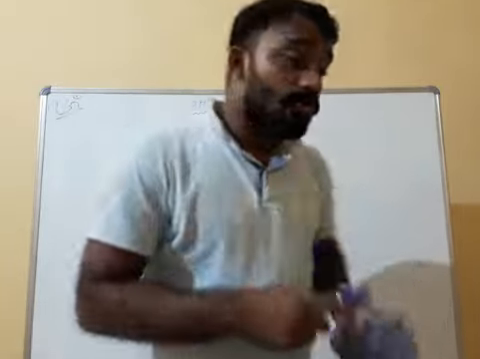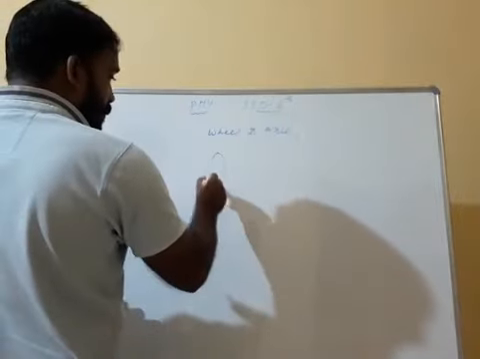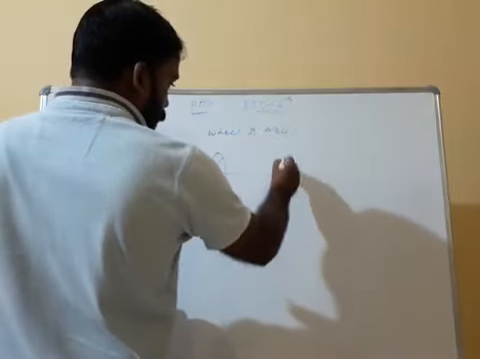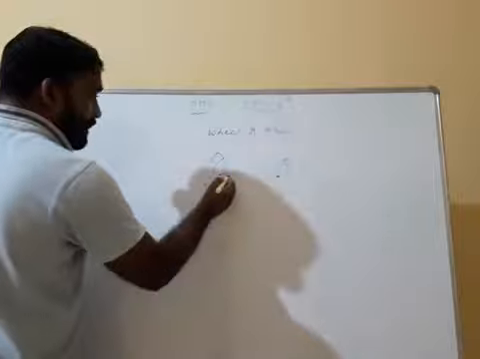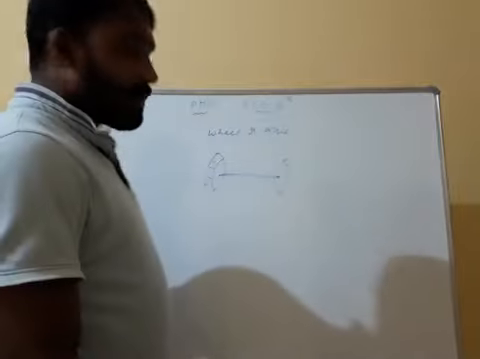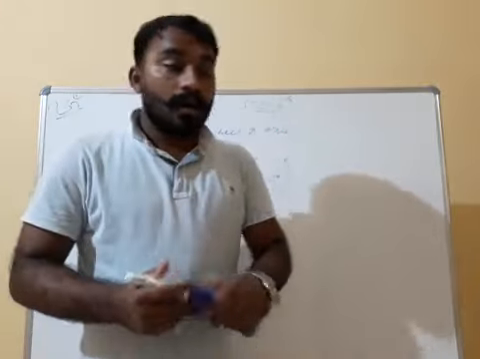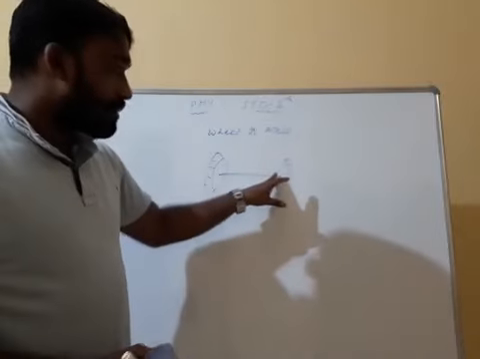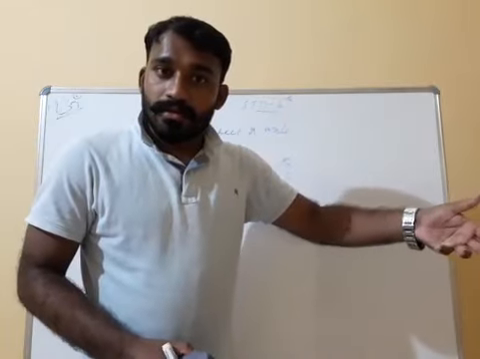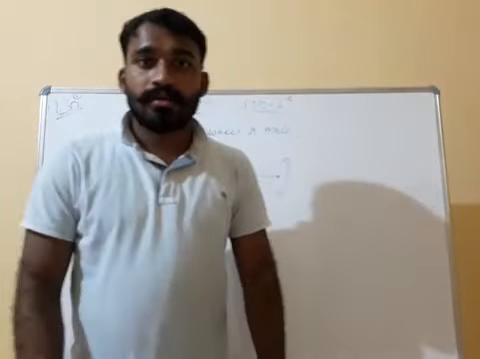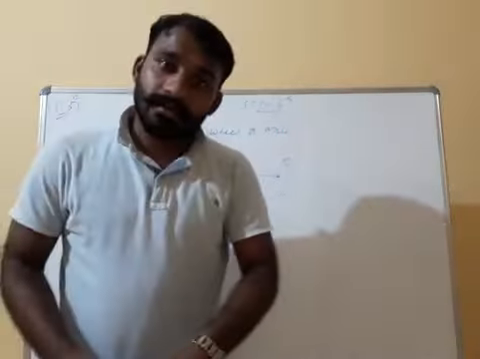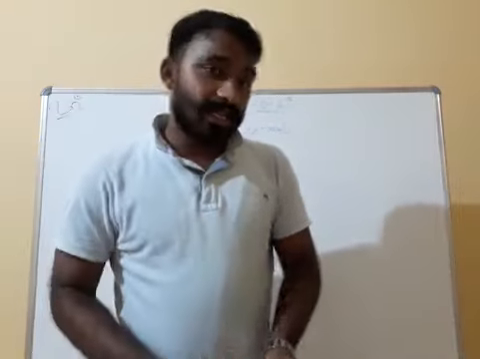Two wheels attached with one rod, that is called wheel and axle. That is called what? Wheel and axle. It means one wheel is there and it is attached with an axle. When the wheel rotates, the axle also starts rotating. When the wheel rotates, along with the wheel, the axle also starts rotating. Then only you can say it is wheel and axle.